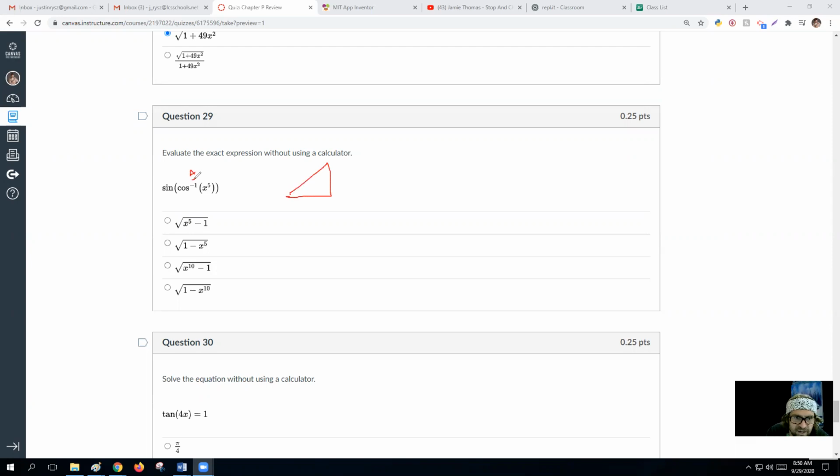Cosine is adjacent over hypotenuse, so we make this over 1. The adjacent is x to the 5th, the hypotenuse is 1. Sine is opposite over hypotenuse, so we do have to find this opposite side. So we've got (x to the 5th) squared plus b squared equals 1 squared. So x to the 10th plus b squared equals 1. b squared would equal 1 minus x to the 10th. And so b would equal the square root of that.